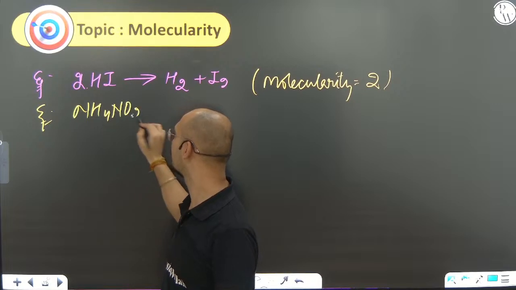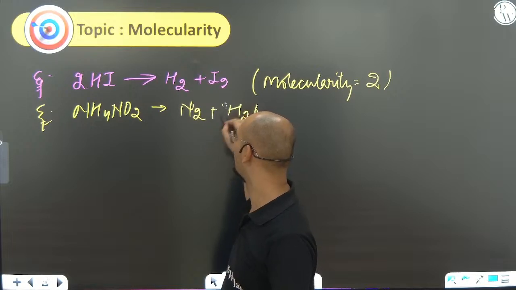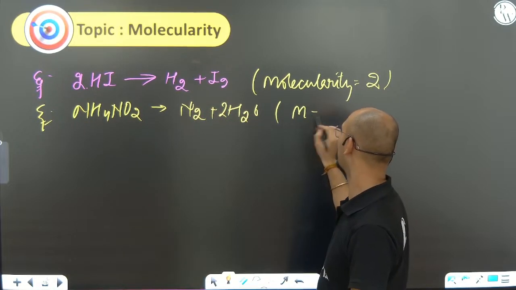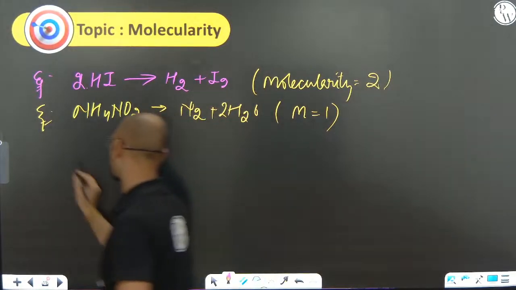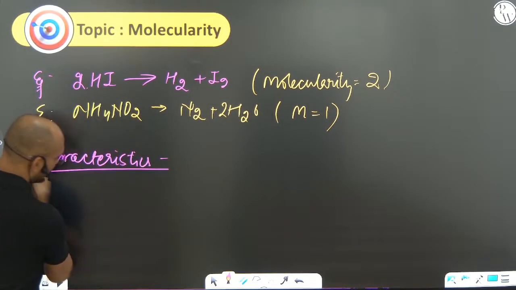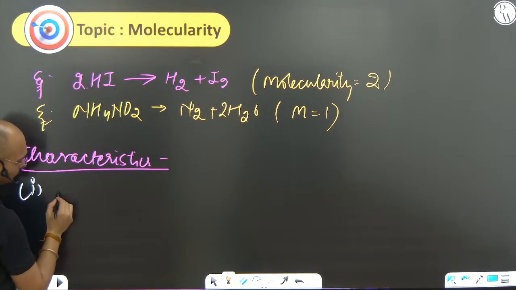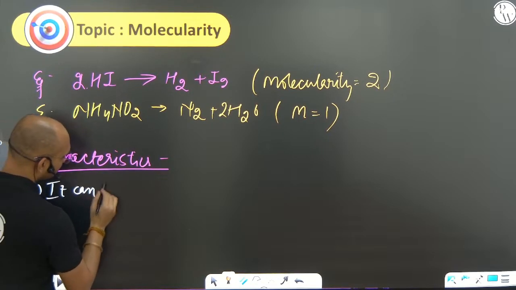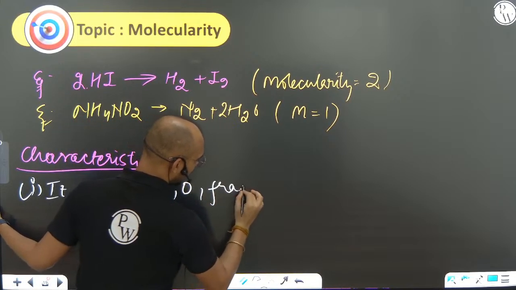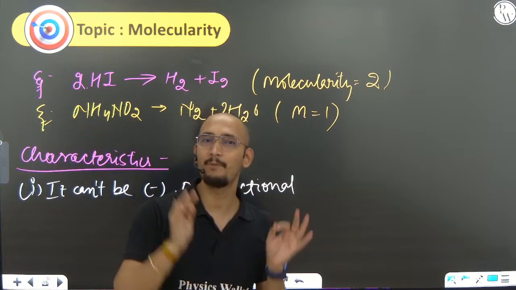Next example, check it. Ammonium nitrite converting into N2 plus H2O. How many of ammonium nitrite are there? 1. So here molecularity will be equal to 1. Now keep a few things in mind, the characteristics. First, it cannot be negative, 0 or fractional. So it has to be a positive whole number.